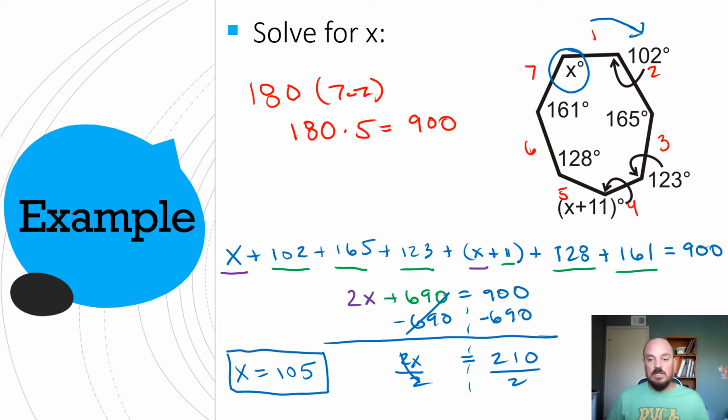And it was a two-step question. You had to first of all count up the sides of the polygon so you can use 180 times n minus 2 to figure out what all the angles add up to. Then add up all the angles, set it equal to that number, and actually solve for x.